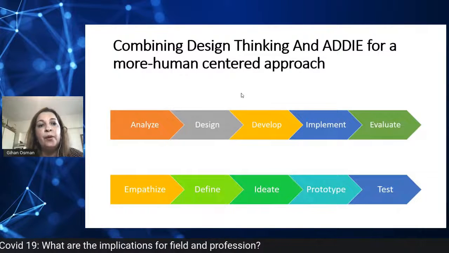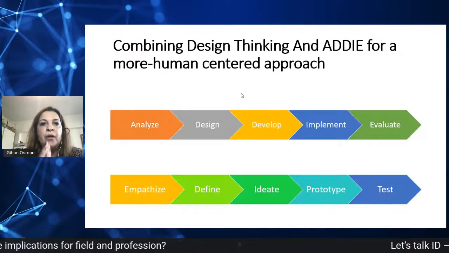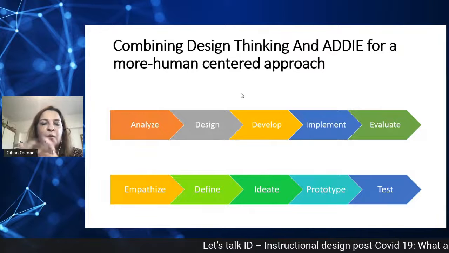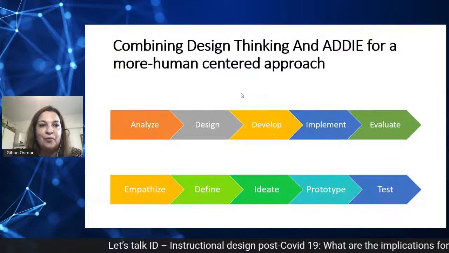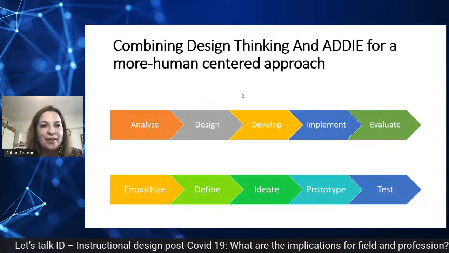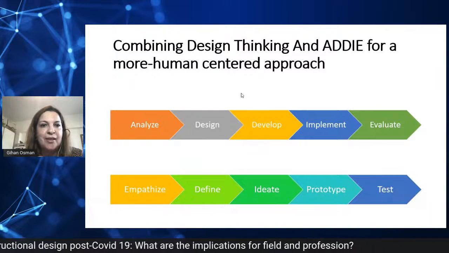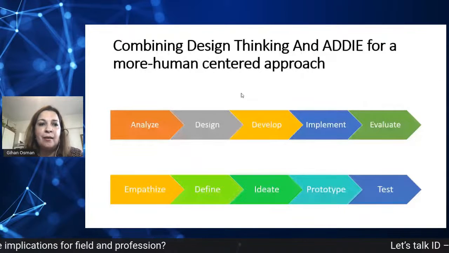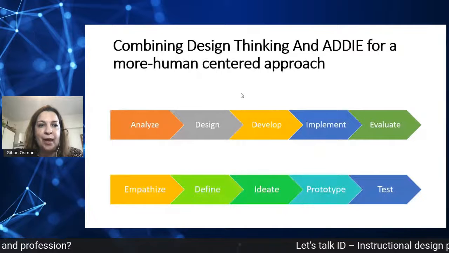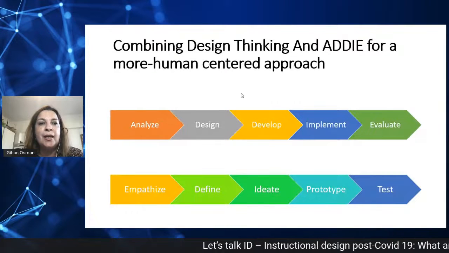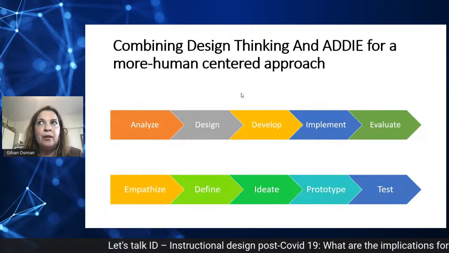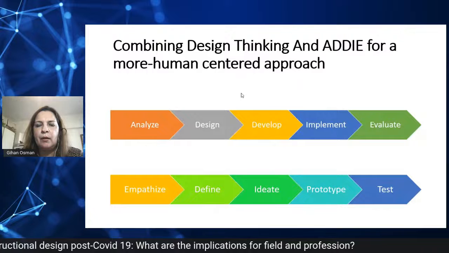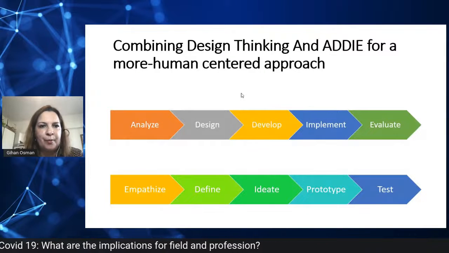So I was thinking if we were to use design thinking with ADDIE, what would it add? ADDIE is our very core model within instructional design, which is analyze, design, develop, implement, and evaluate. So in many ways, the design thinking process overlaps with ADDIE, but I think it pushes it a little bit further into ways that are in line with what we learned from the pandemic.